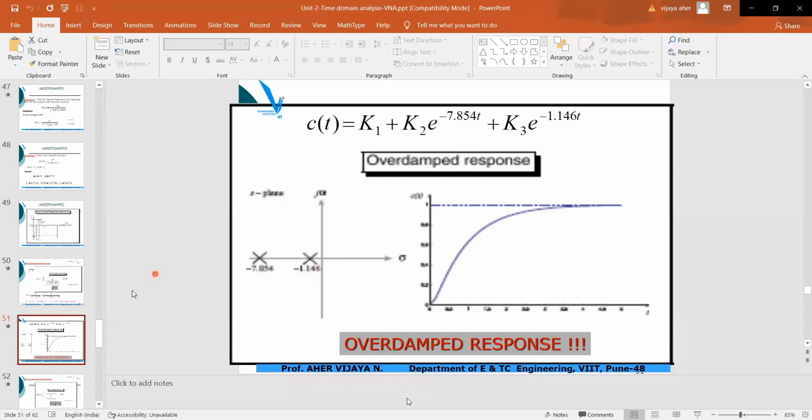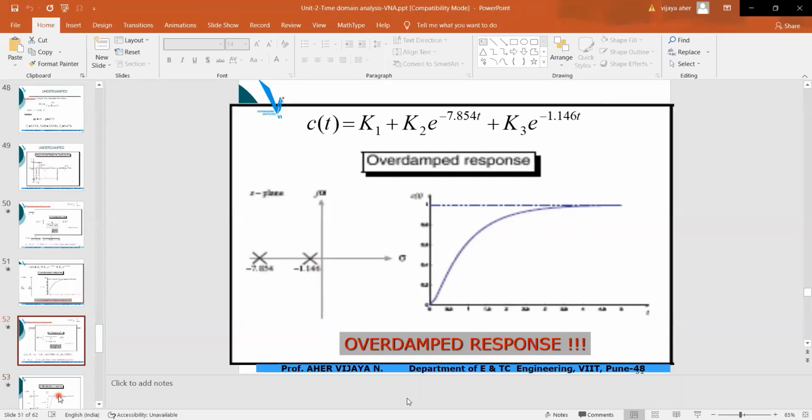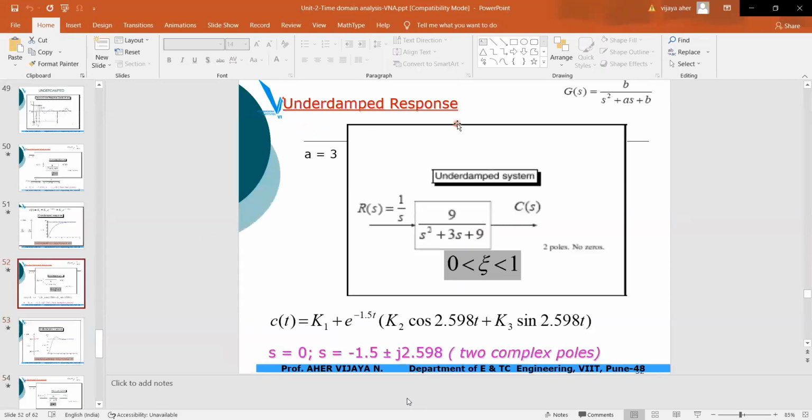Okay. Now, secondly, I have explained about the underdamped response, right? For the underdamped response, again, I have taken this transfer function. Underdamped response means zeta is less than 1 and greater than 0, or you can say zeta is varying between 0 and 1. Now this is the transfer function: 9 divided by s square plus 3s plus 9.